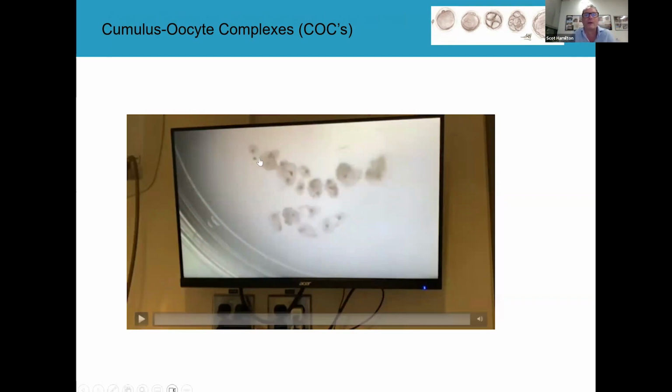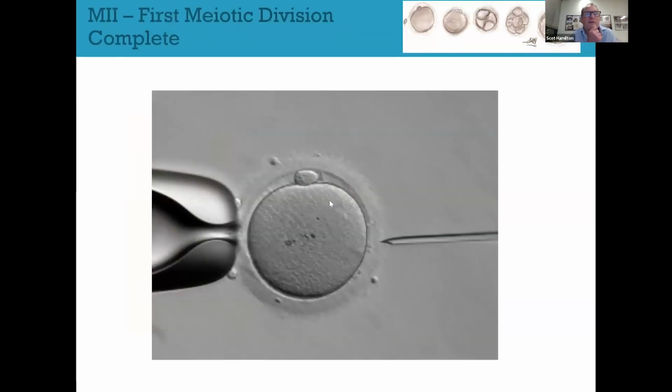If you look under a good microscope, such as this projected on the screen, they look real nice. It looks very much like an egg in a frying pan, but the chicken egg is quite a lot different than the human egg. That's another lecture. Inside that cumulus oocyte complex, you're hoping to see a mature egg. And we know that it's mature because it's completed its first meiotic division and it's released a polar body.